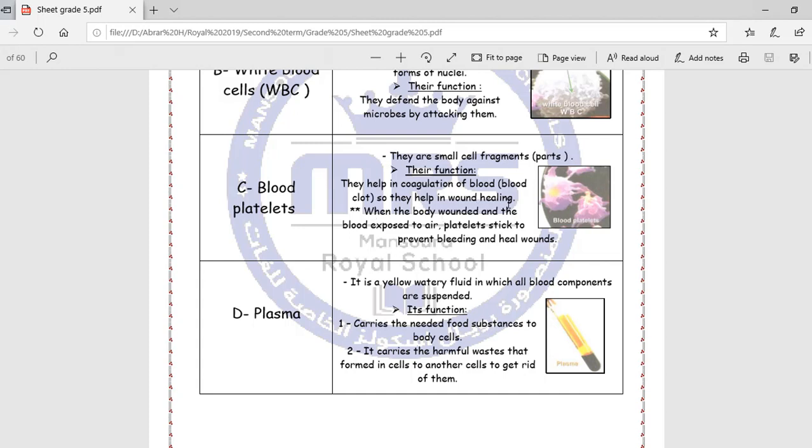So when the body is wounded and the blood is exposed to air, platelets stick together to prevent bleeding and heal wounds. So the function of the blood platelets is to help in coagulation of blood, or formation of a blood clot, so they help in wound healing. What are the blood platelets? They are small cell fragments or small cell parts.